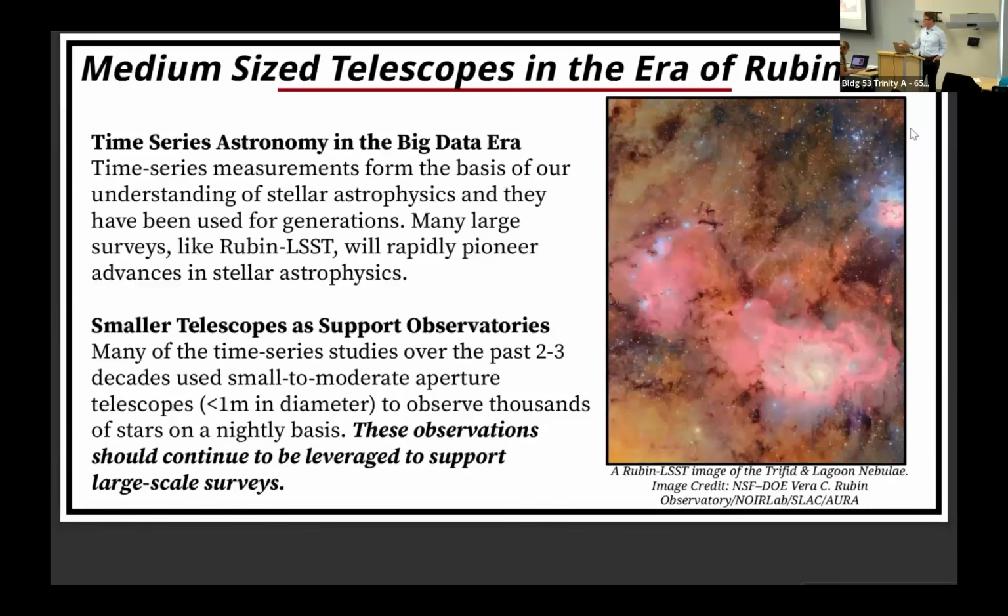But it's important to remember that we have a lot of very small to medium-sized telescopes that can still be used as support for large astrophysical resources and telescopes, such as Rubin LSST.